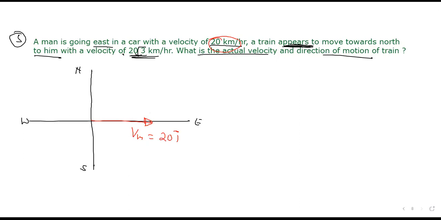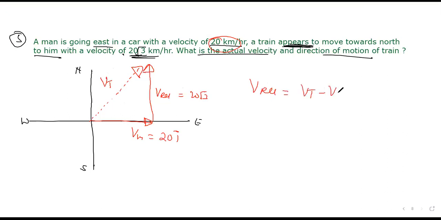So how will we write it here? You can represent it by a vector like this. The train is moving in this direction. Appears means relative, so V relative is given to you. How much is given? 20 root 3. So what are they asking? Look, let's complete this triangle. You have to draw a vector this way, and that is the real velocity of the train. Yes, that is what we want to find. So let's calculate this. What is the velocity of the train? V relative will be again what?